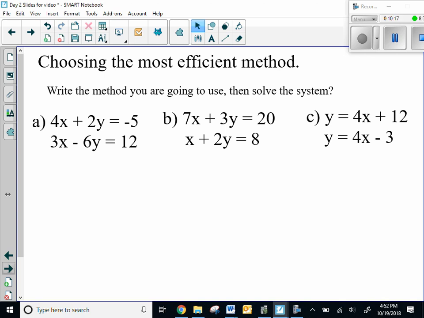So if we look at this first one, A, let's think, okay, would this be easy to plug into my calculator? Well, it's in standard form, right? Both of these are in standard form.